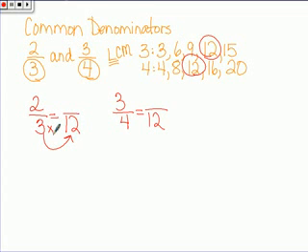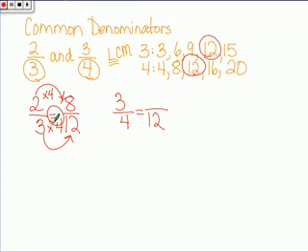So I think to myself, 3 times what is 12? 3 times 4. So if they're multiplying by 4 on the bottom, I have to multiply by 4 on the top. 2 times 4 is 8. So 2/3 and 8/12 are equivalent fractions.